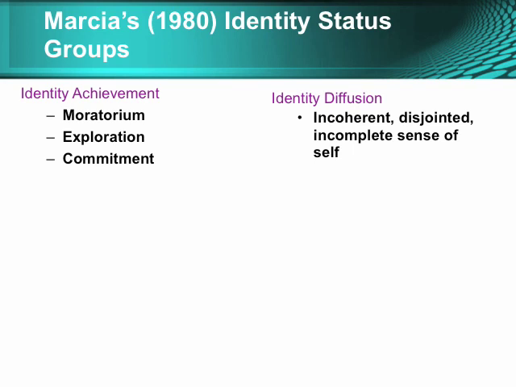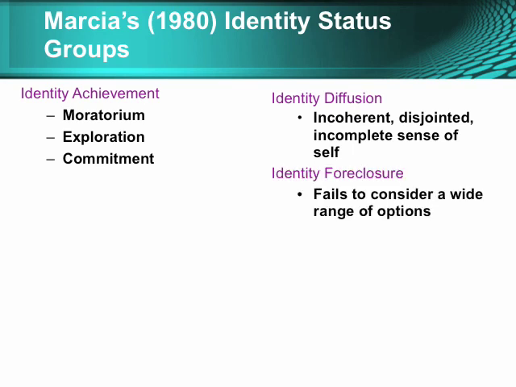You may know people who have a sort of incoherent, disjointed, incomplete sense of self, even as adults. All adolescents do not successfully achieve a strong sense of identity. So these are people who are always trying to seem instead of be who they are, or trying out new things. They're kind of like a chameleon. And so this would be a problem of identity diffusion.